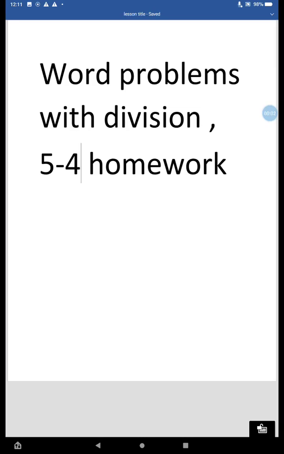All right, fifth grade, welcome to the second math lesson this week. Look at the second page in your packet that says 5.4 homework. Today we're going to be studying word problems with division. So look at number 2 on your worksheet. That's what we're going to be working with together.